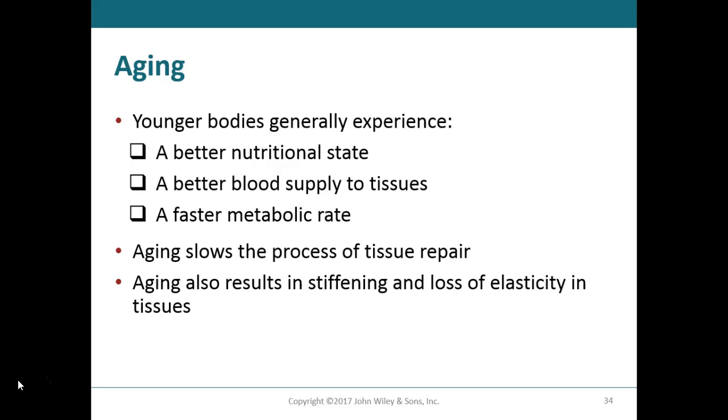So 3 factors that can affect tissue repair: nutrition, blood circulation, and aging. As we age, of course, things are going to happen less effectively.